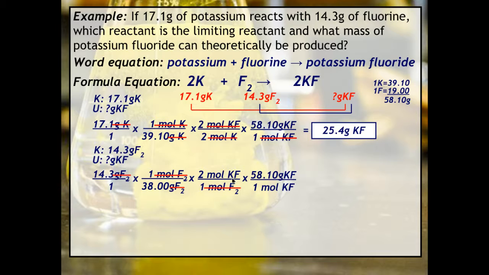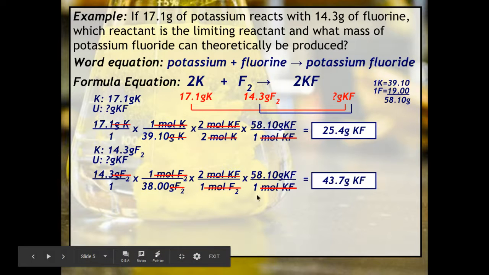Now, I need to know how much of my product I produced. So I need to convert my moles of my product to my grams of my product. The moles will cancel out because I know for every 1 mole of potassium fluoride, I have 58.1 grams of potassium fluoride. That's my product. That's my grams. Plug and chug, I get 43.7 grams of potassium fluoride.